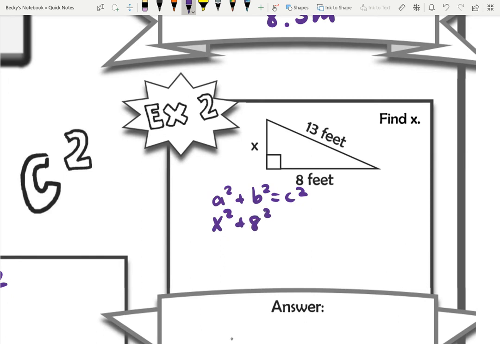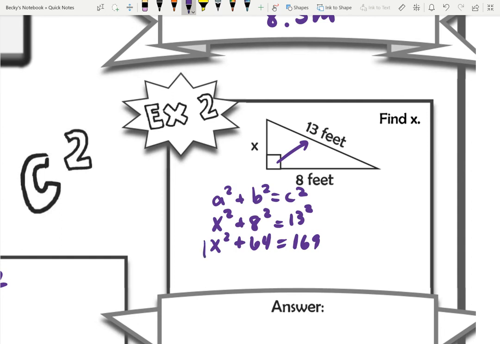It could be 8 squared, then x squared. But the 13 is the hypotenuse, and it always stands alone. It always is by itself. So let's go ahead and work this out. 8 squared is 64. 13 squared is 169.